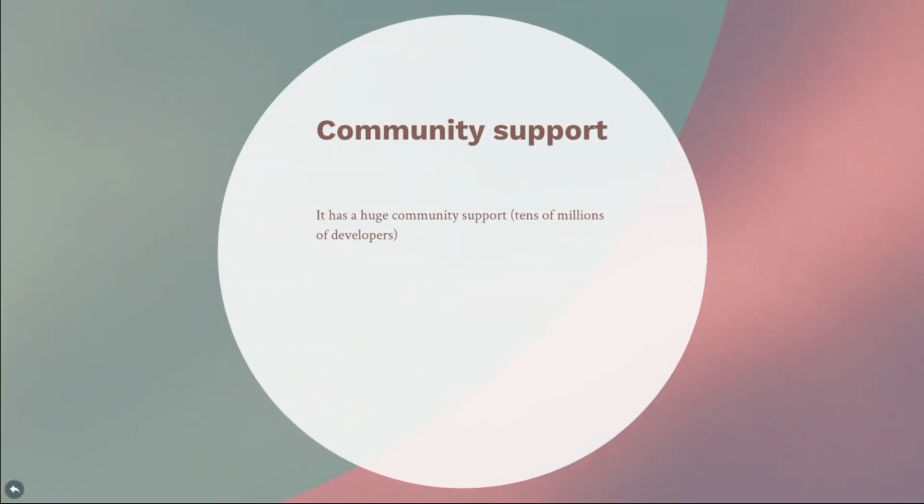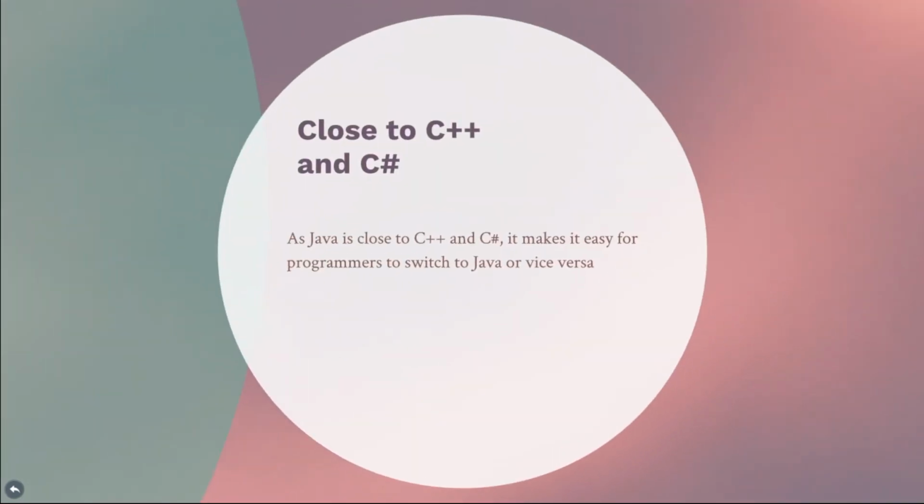It has a huge community support. Tens of millions of developers use Java, and it has similarity to other languages such as C++ or C Sharp, and that makes it so easy for programmers to switch from Java or vice versa.